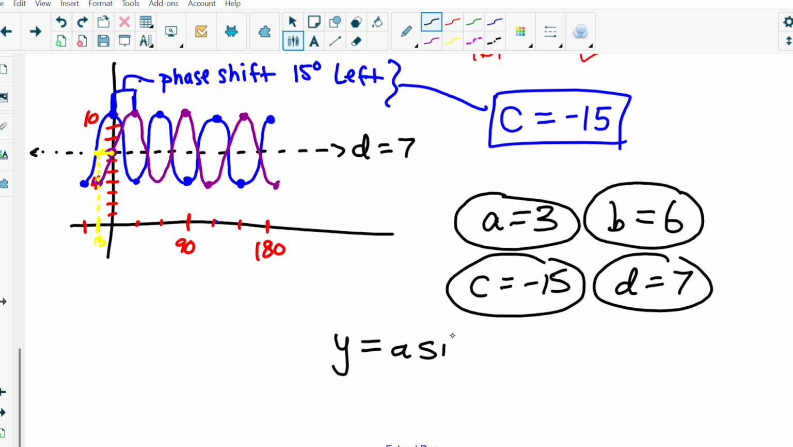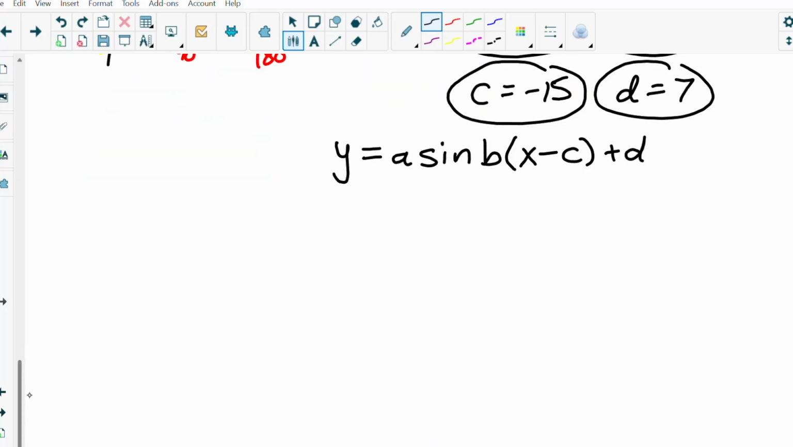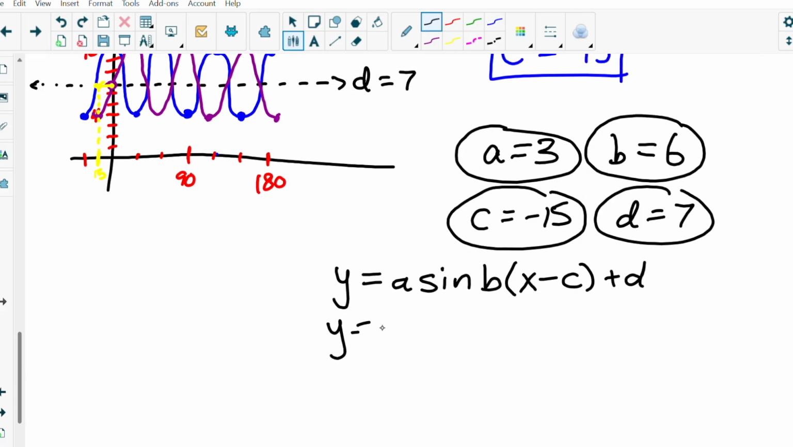A sine of B x minus C plus D. I get y equals a value of 3 sine B is 6. X minus negative 15 is x plus 15. And then plus D, which is plus 7.